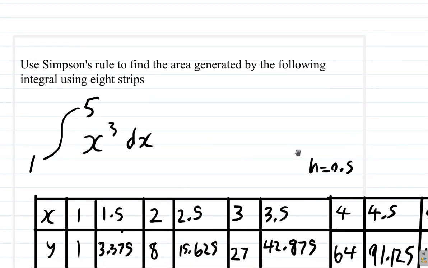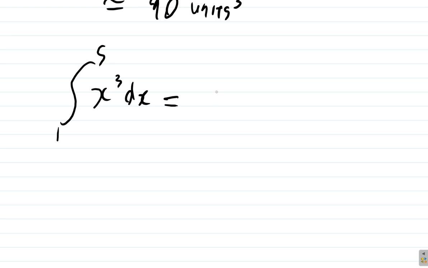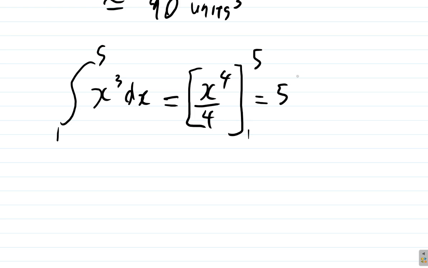Now, what we had was the integral from 1 to 5 of x cubed dx. Let us do the integration directly and see what we get. So this is x to the 4th over 4 from 1 to 5. This is going to be 5 to the power of 4 over 4 minus 1 to the power of 4 over 4. Alright?